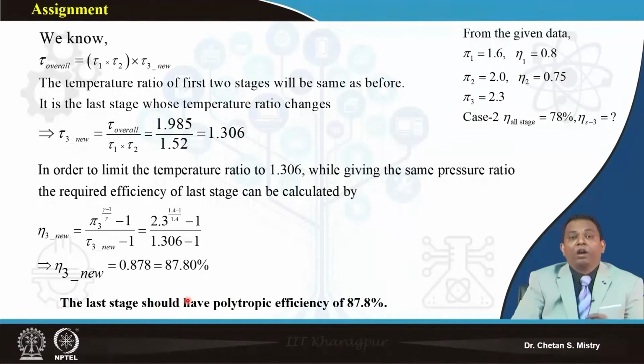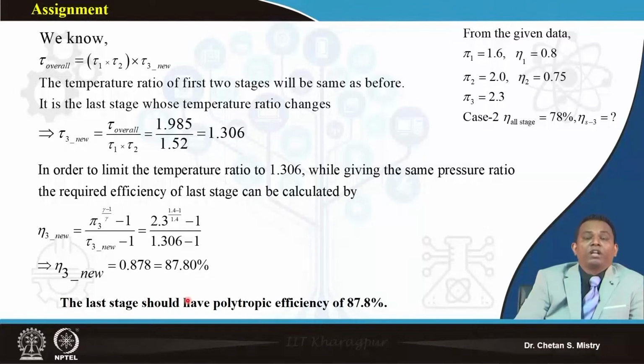Okay, now what we know is my overall temperature ratio, so I can write down the temperature ratio of stage 1, the temperature ratio of stage 2, and what my new temperature ratio is, because now I am looking for my overall efficiency to be some number, and for that we don't know what our polytropic efficiency is. So we will be calculating our overall temperature ratio based on this relation.